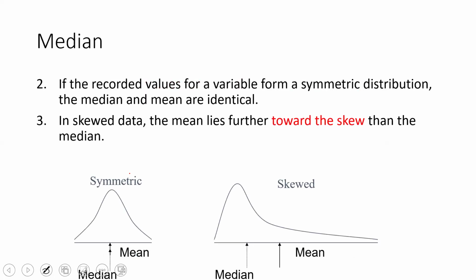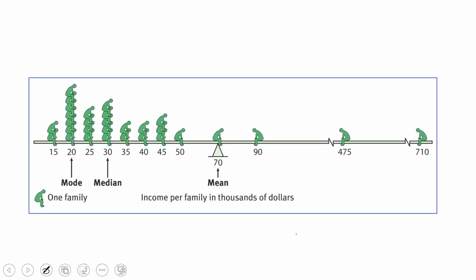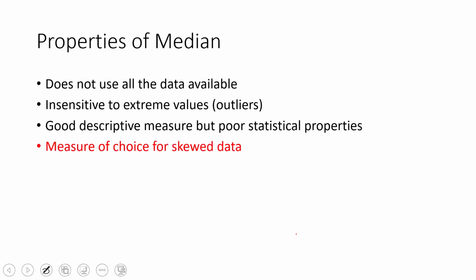If the recorded values for a variable form a symmetric distribution, the median and mean are identical. But if there is a skew, the mean goes towards the area of the skew. Like if Dangote was here, our mean will go towards the area of the skew, unlike the median. The median is not affected by outliers. So that is the mode, the median, and the mean, like I said earlier on.